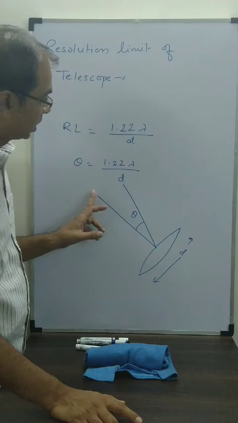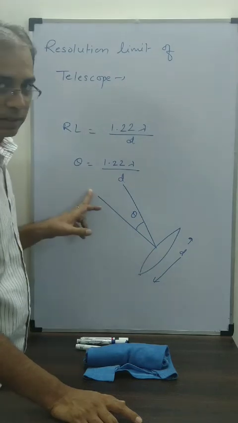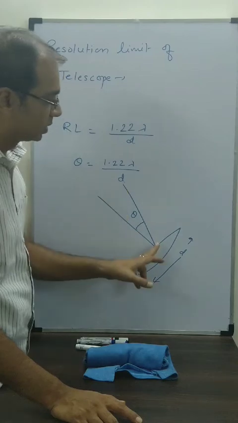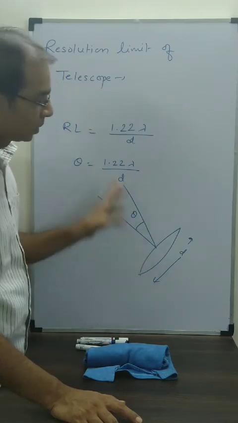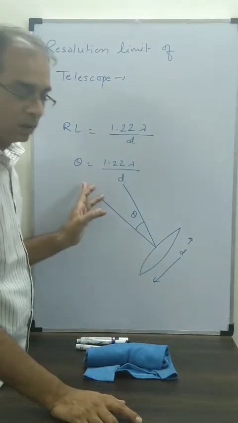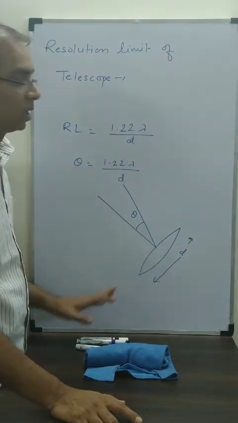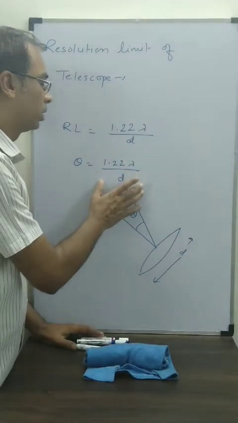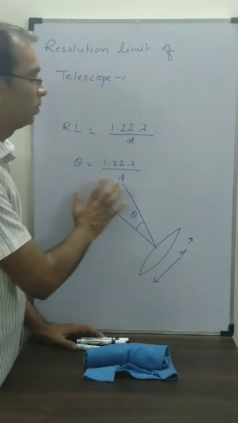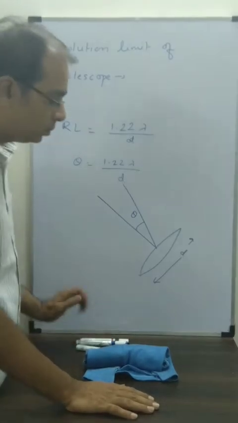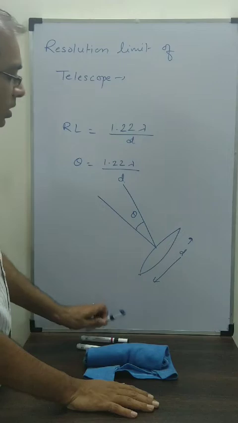If I consider this as the axis of the lens, the objective lens of the telescope, and this is how the light is coming, light is coming from very far, then the angle made by that light with the axis of the lens is also known as the resolution limit. And the resolution limit is 1.22 lambda by d. So this is the way we calculate the resolution limit of a telescope. That's all as far as diffraction is concerned.